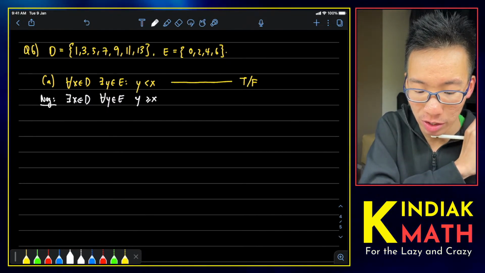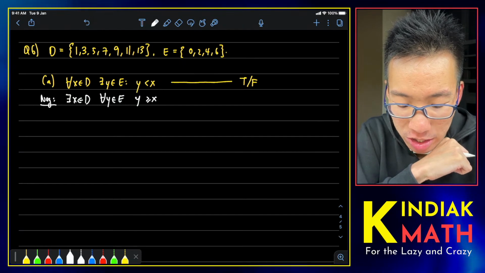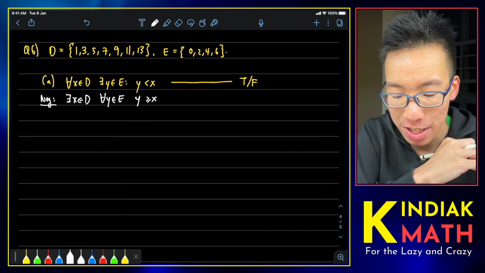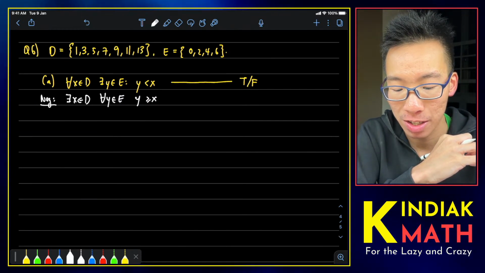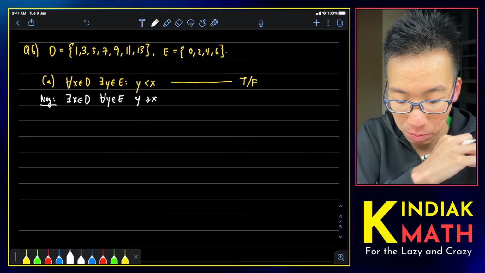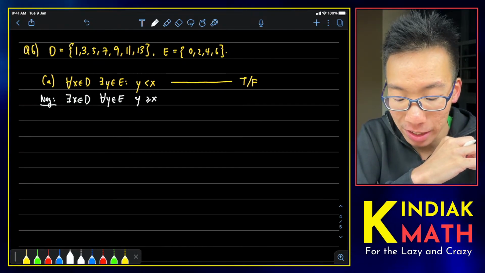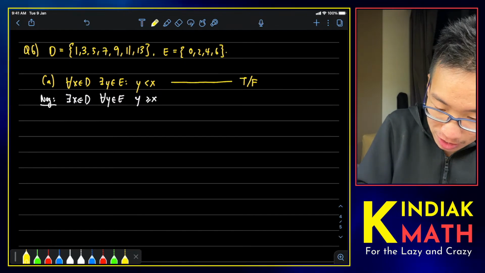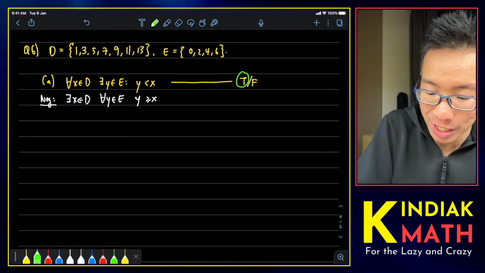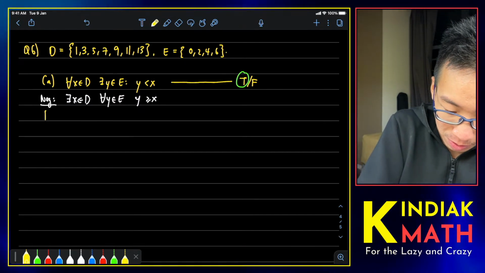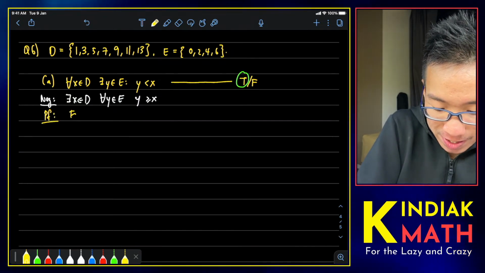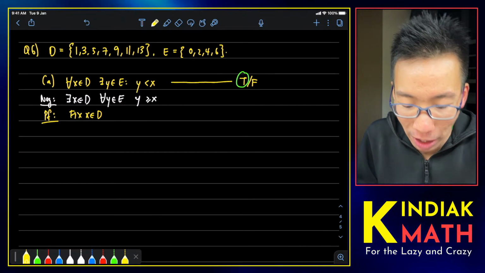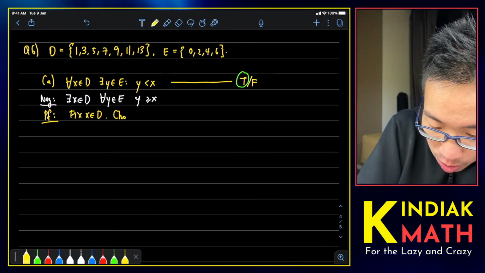Now, is this true or not? Is it true that no matter which x in D we pick, we can find a y in E such that y is smaller than x? Well, yeah, I think there is one actually. So let's check this out. In fact, we have a very convenient example here. Let's fix any of these numbers, 1, 3, 5, 7, 9. Choose whichever you want.